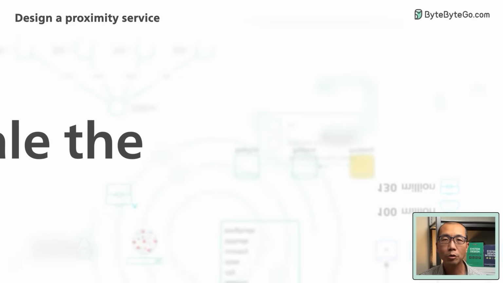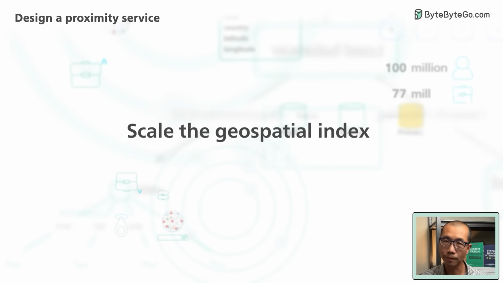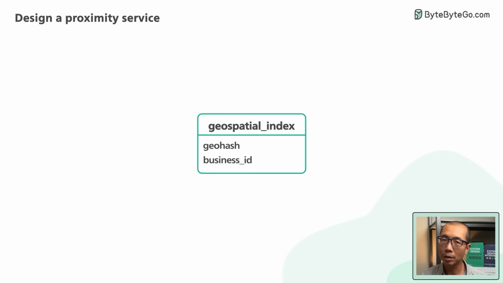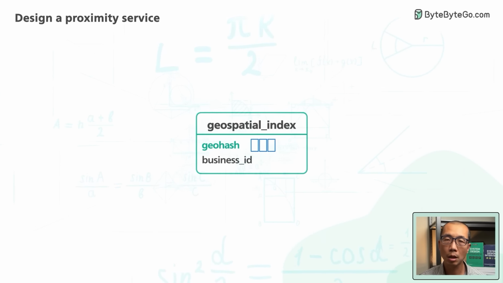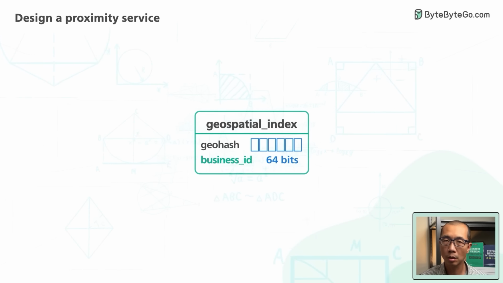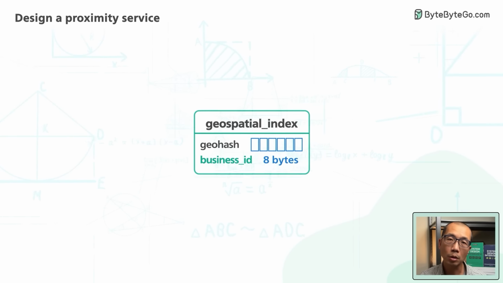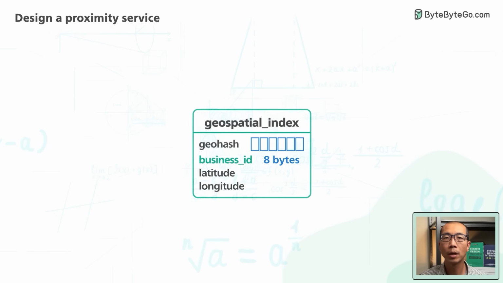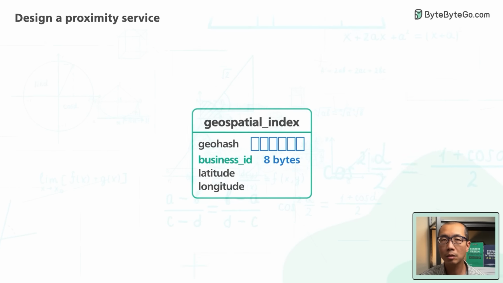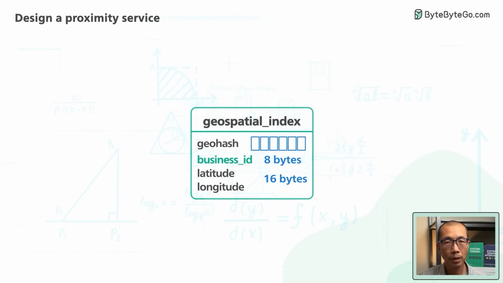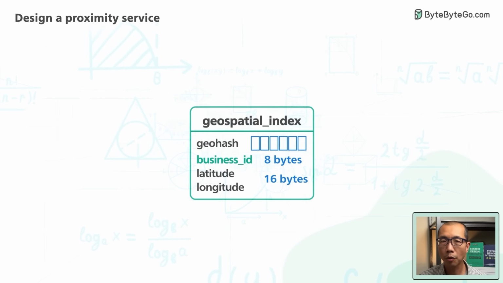Next, let's talk about how to scale the geospatial index table. Do we actually need to scale beyond one database for this table? Well, let's do some quick math. For this table, each geohash is 6 characters long. And let's assume that the business ID is 64 bits, so that's 8 bytes. Optionally, we may also want to store latitude and longitude for each business, so that it's easy to calculate the distance of each business from the user. So let's add another 16 bytes to it. So each row is about 30 bytes.